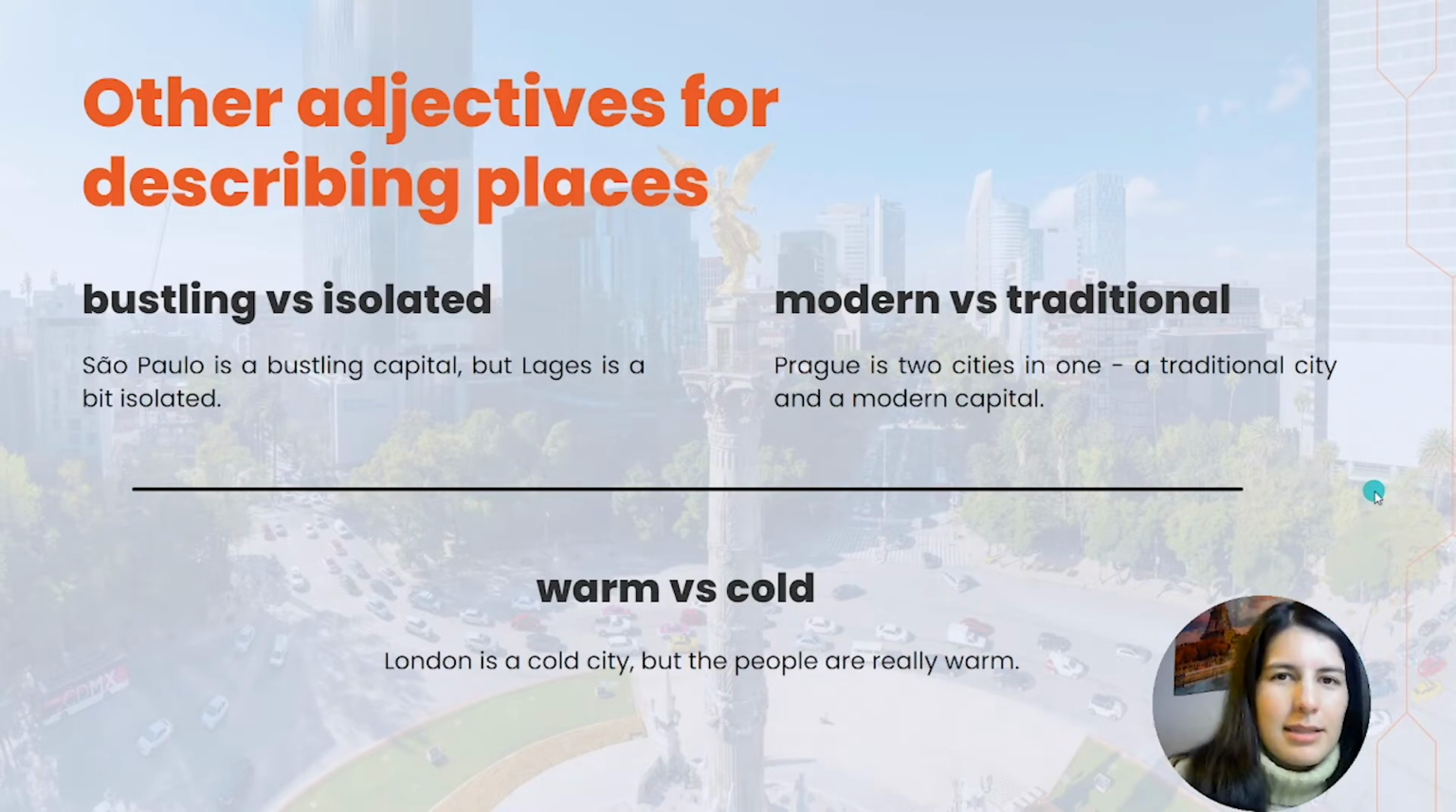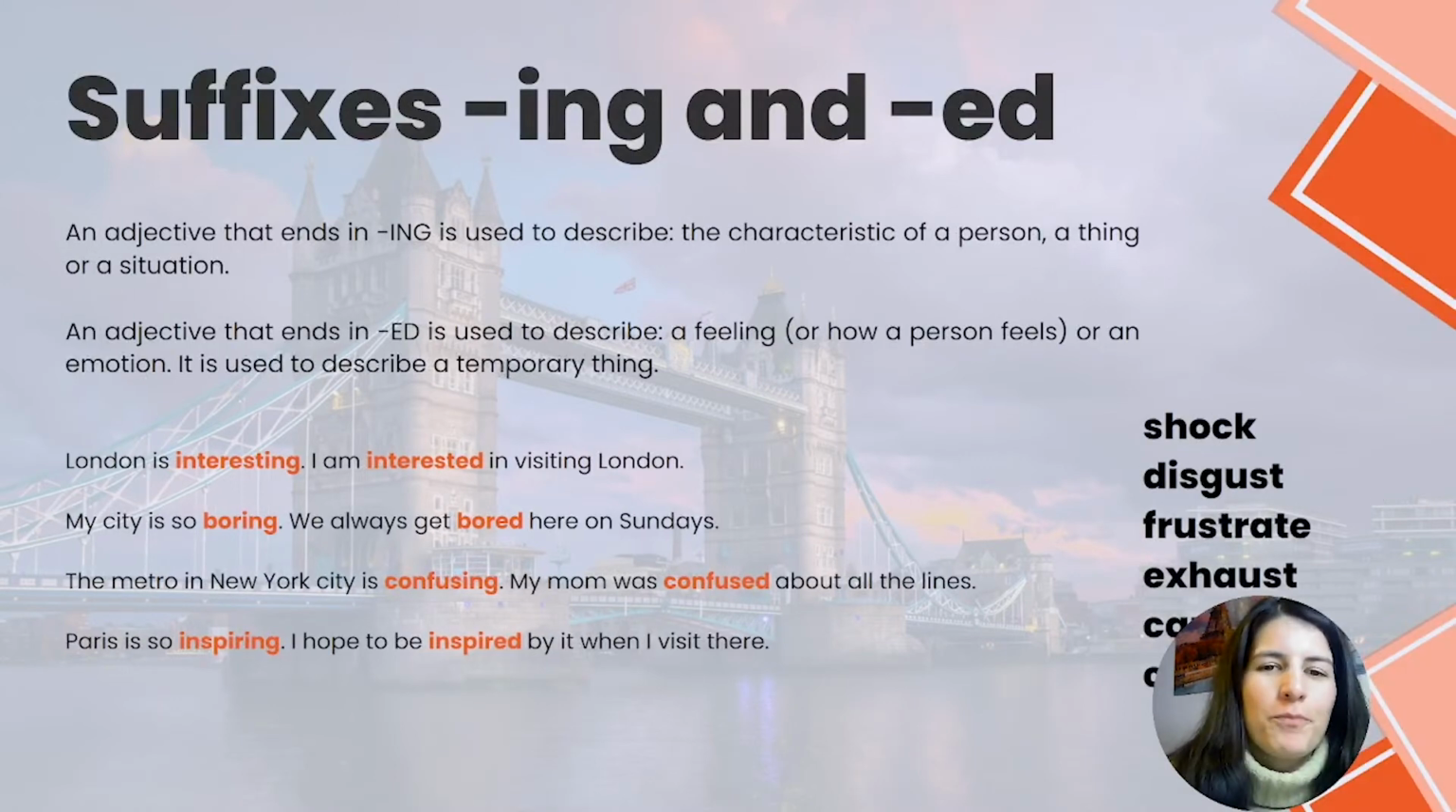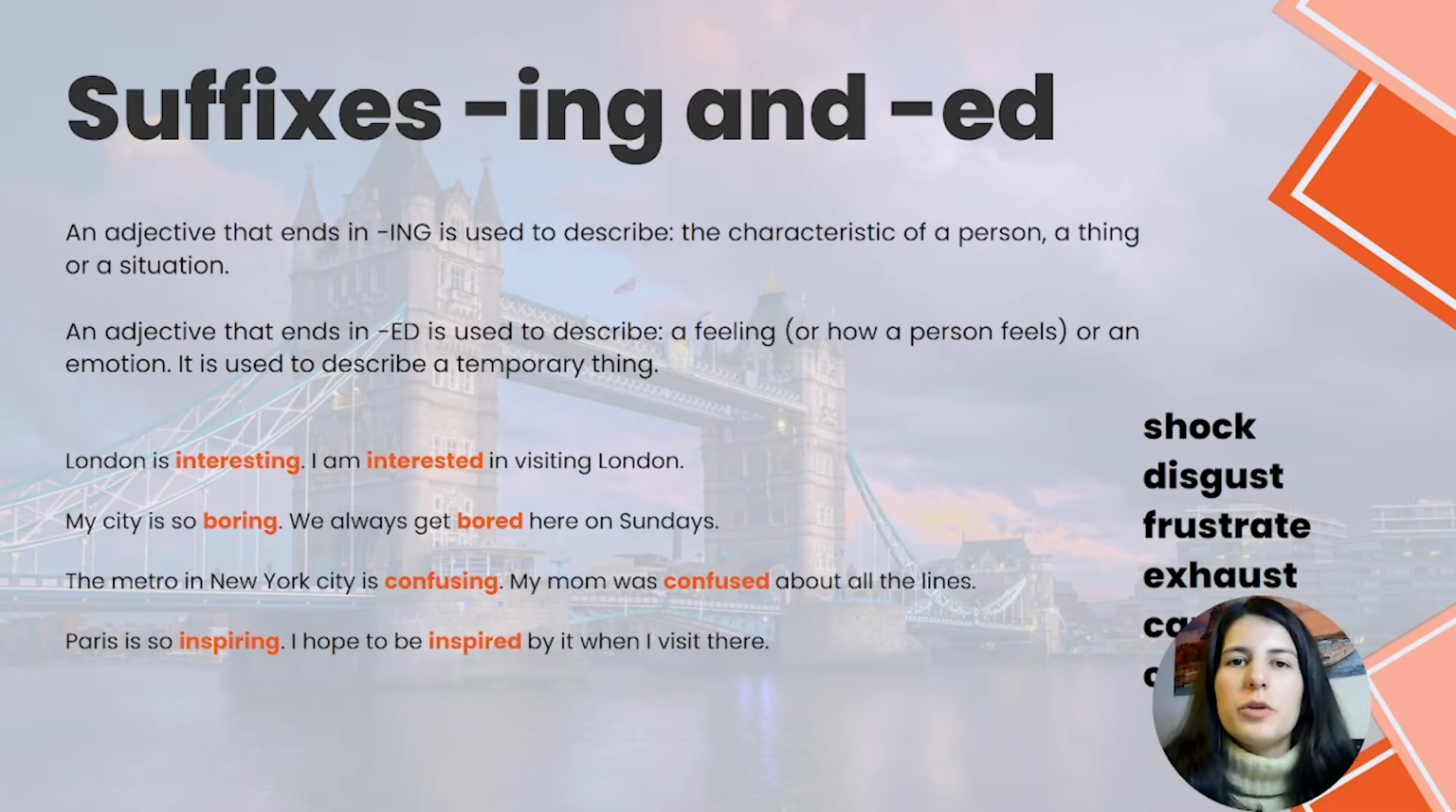Very well, guys, and the thing we've been dying to know, the difference between the adjectives with the suffix ing and the adjectives with the suffix ed, right? It's quite simple, the difference, but very important that we pay attention. So, an adjective that ends in ing is used to describe the characteristic of a person, a thing, or situation. So, if the person has a lot of a determined verb, right? We say that the person is that plus ing.